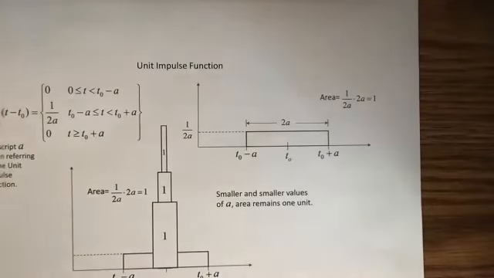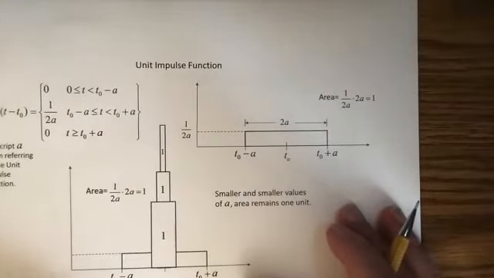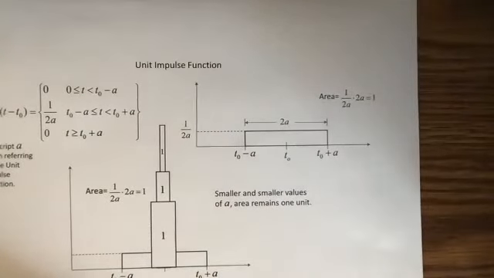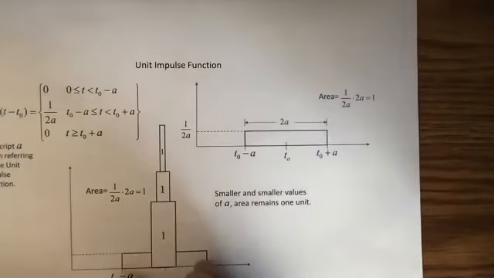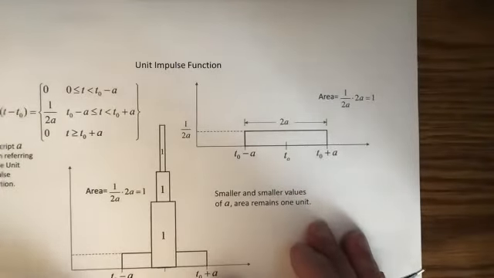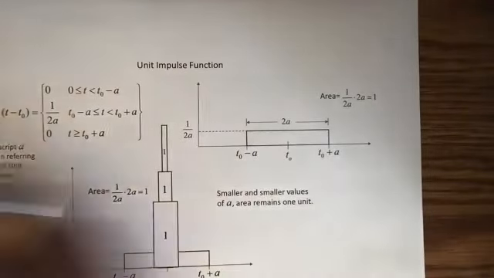Before I talk about the Dirac delta function, I just want to talk about the unit impulse function, because what's going to happen is we're going to take the unit impulse function and shrink it down to a width of 0. We're going to let the width go to 0 and the height go to infinity, and that's basically the Dirac delta function. So, let's see. You're able to see.